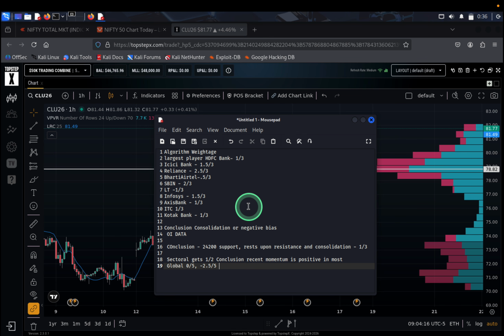Now your task is to give weightage to each of these things and calculate the ultimate score out of 10. I'm going to give it to you. It's behavioral psychology, not extreme maths.